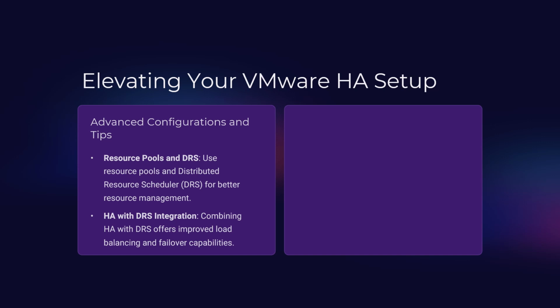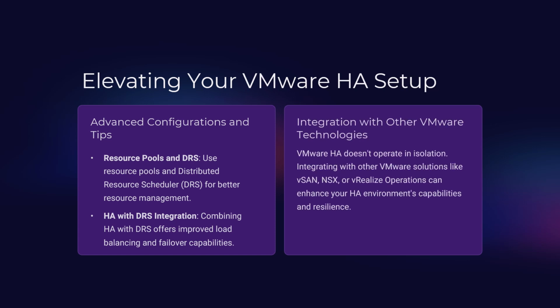Advanced configurations and tips. Resource pools and DRS. Use resource pools and distributed resource scheduler, DRS, for better resource management. HA with DRS integration. Combining HA with DRS offers improved load balancing and failover capabilities. Integration with other VMware technologies. VMware HA doesn't operate in isolation. Integrating with other VMware solutions like vSAN, NSX, or vRealize operations can enhance your HA environment's capabilities and resilience.